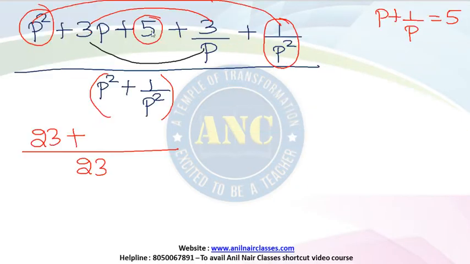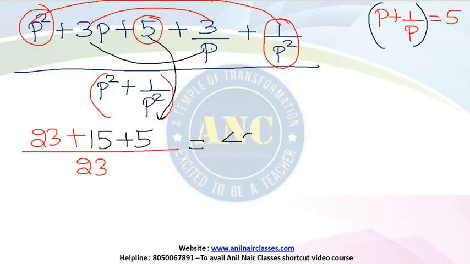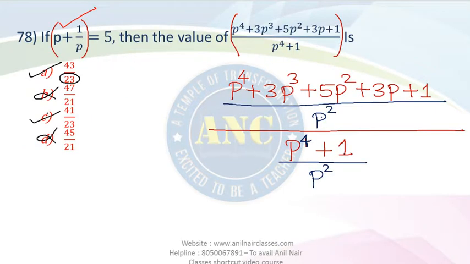That means, can I say that 3p plus 3 by p is 3 into p plus 1 by p. P plus 1 by p is 5. 3 into 5 is 15, plus this particular 5, I will write it as it is. So 23 plus 20, 43 divided by 23 should be the answer, which is nothing but option A. Option C will be incorrect.